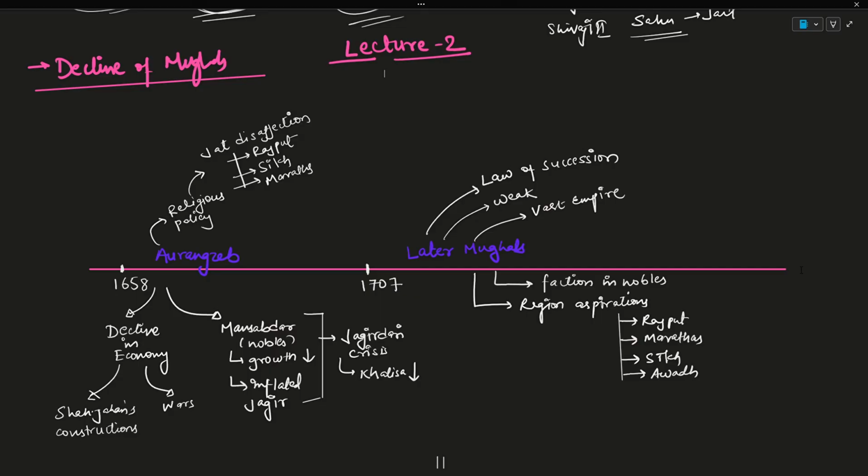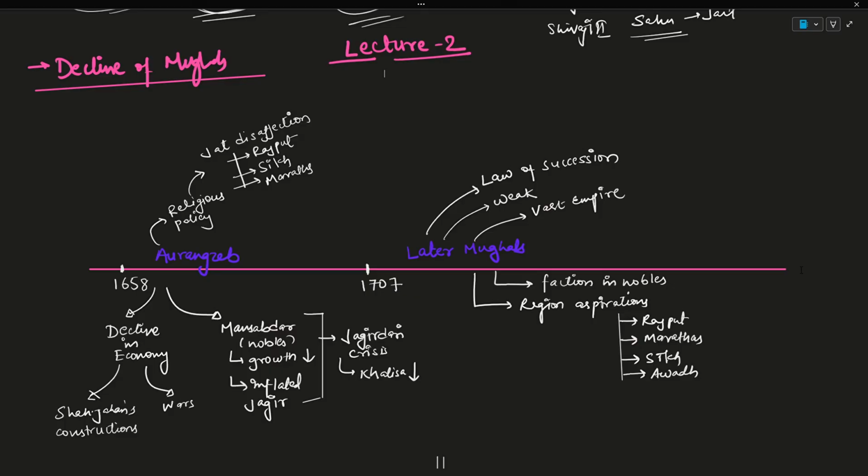In this we will learn how the decline happens, in the tenure of which rulers, and what were the reasons of the decline. So these are the 2 or 3 things that we are going to discuss.